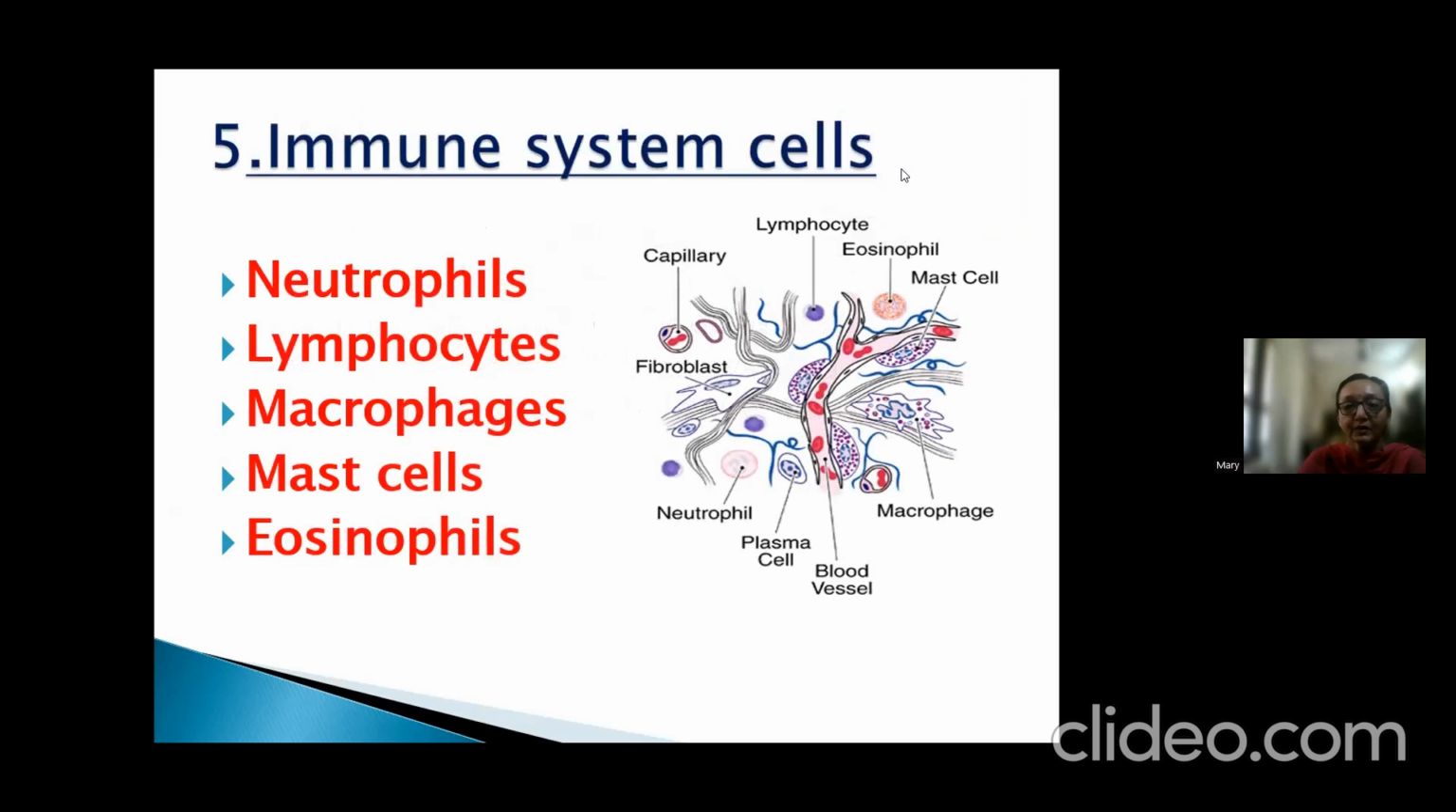Then the next group of cells, the immune system cells, which we are already familiar with, which are mainly responsible for the defense of our body, which includes the neutrophils, lymphocytes, macrophages, mast cells, and eosinophils.